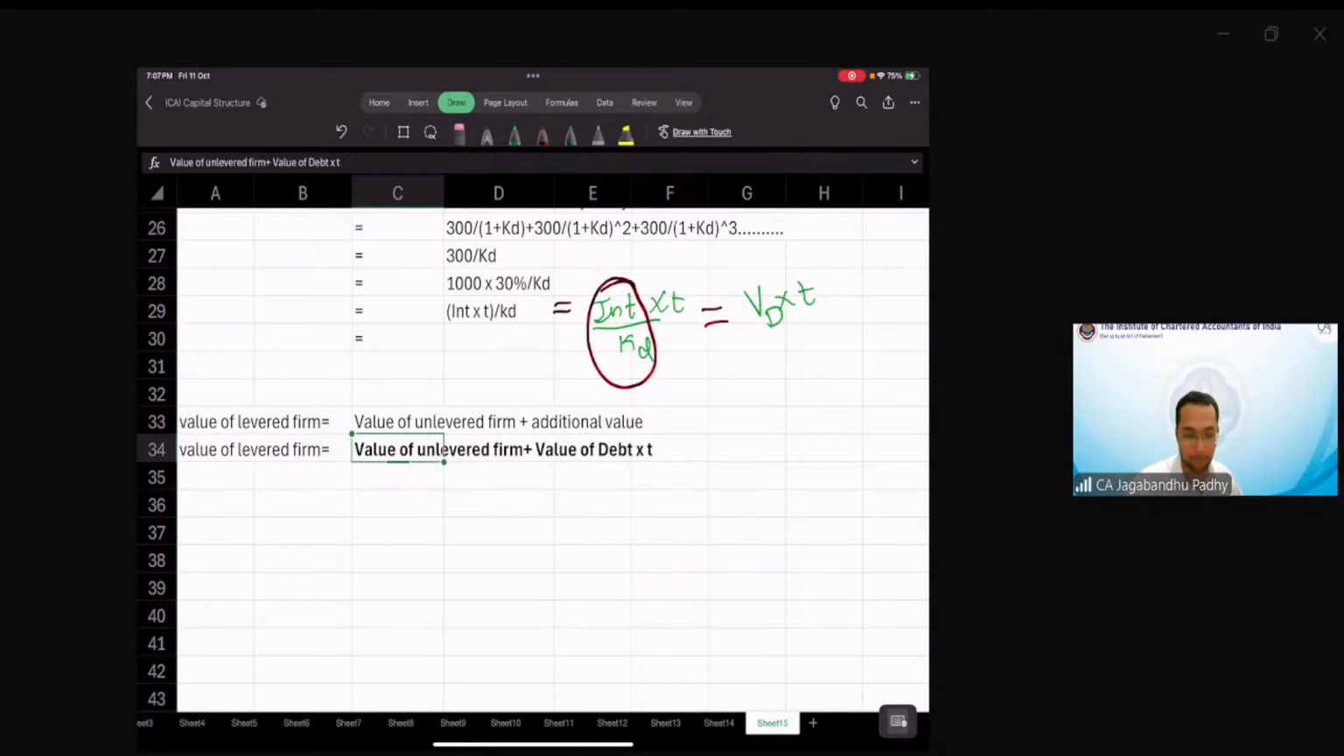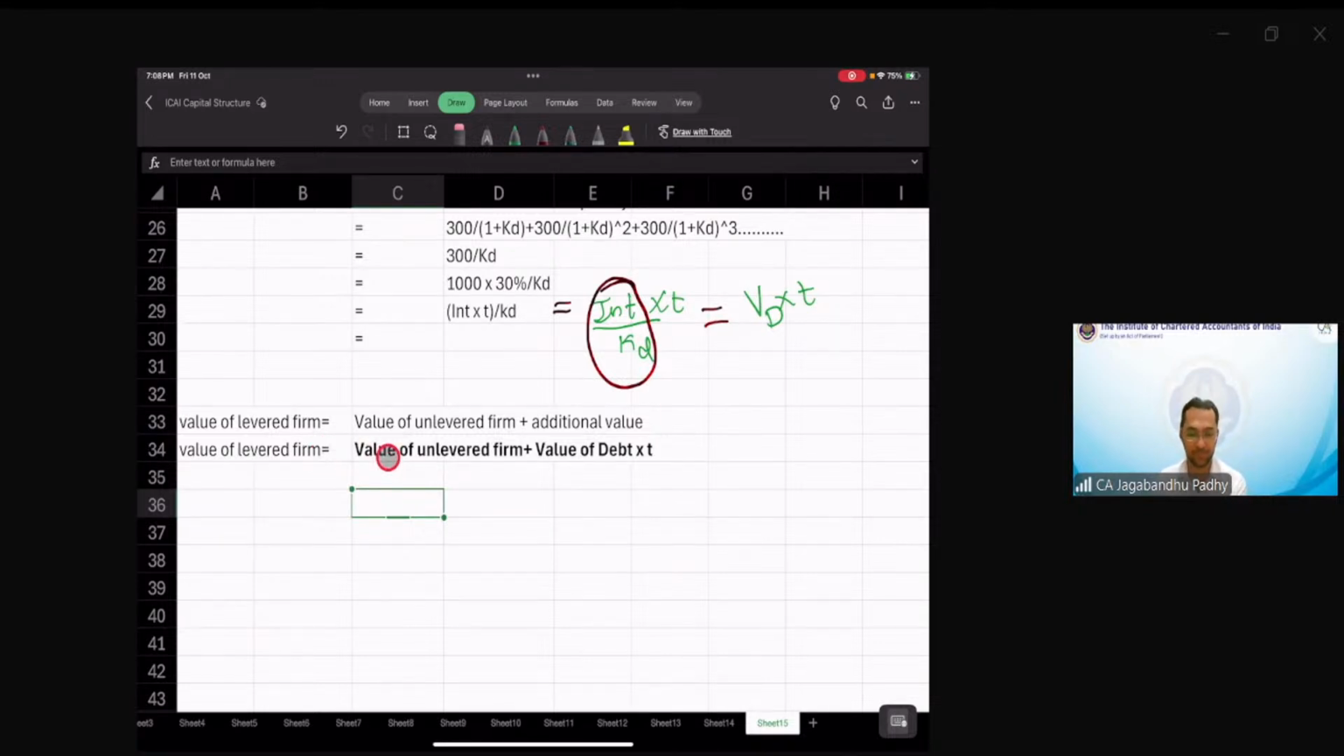Sir, one small doubt. Can we write value of levered firm is equal to value of debt including taxes plus value of equity? No. Because the value of a levered firm will differ according to its equity also. Because we are not considering the equity and debt separately over here. We are taking it on the basis of cash flows, yes, the overall cash flows that a firm is receiving.